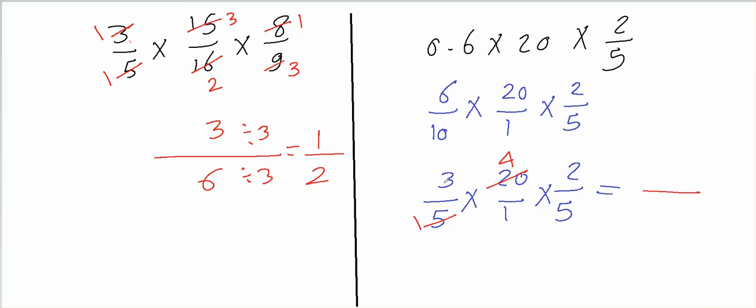Then we multiply numerators. 3 times 4 is 12, 12 times 2 is 24. 1 times 5 equals 5. Yes, 24 over 5 is in the simplest form.